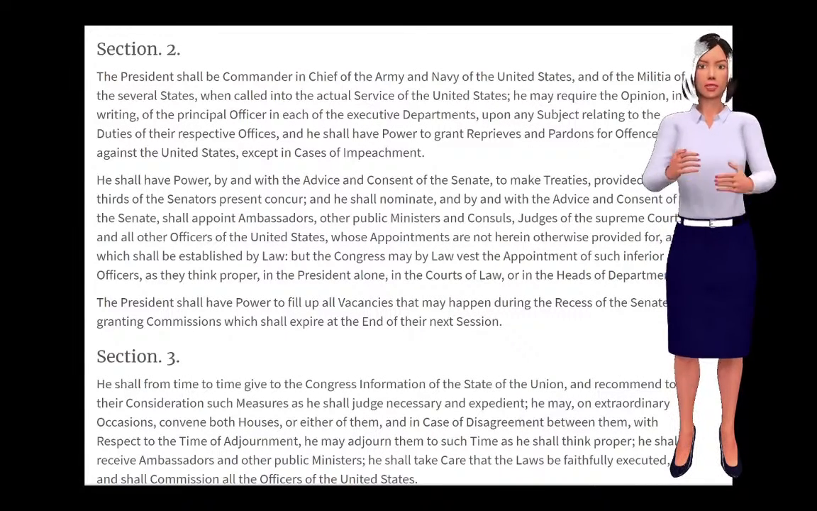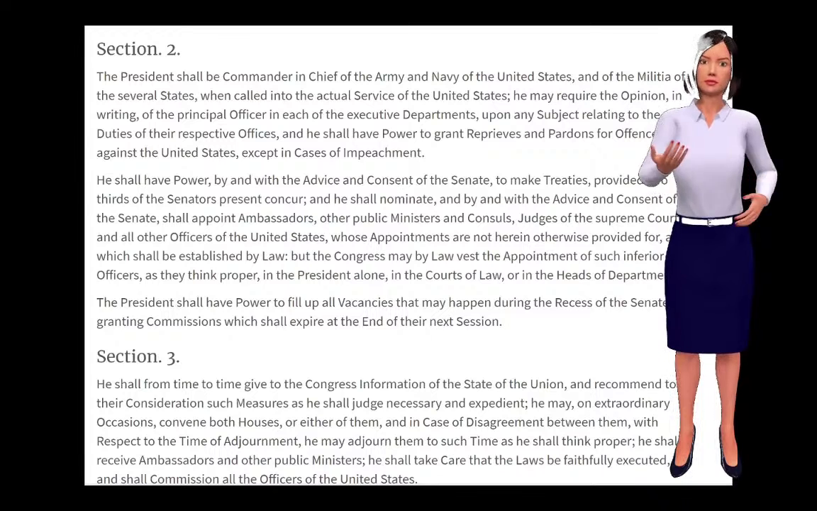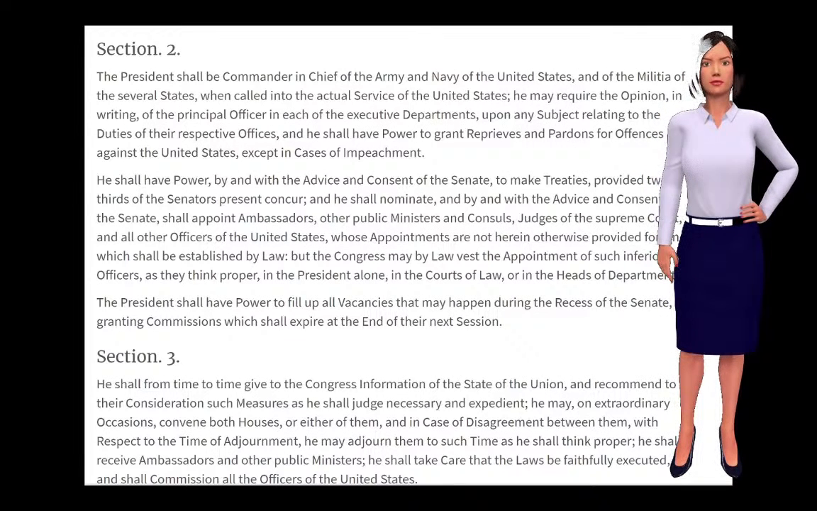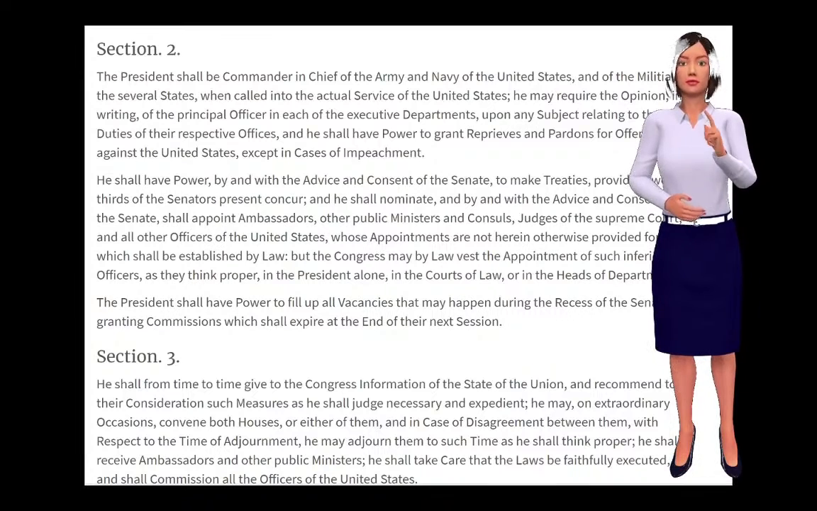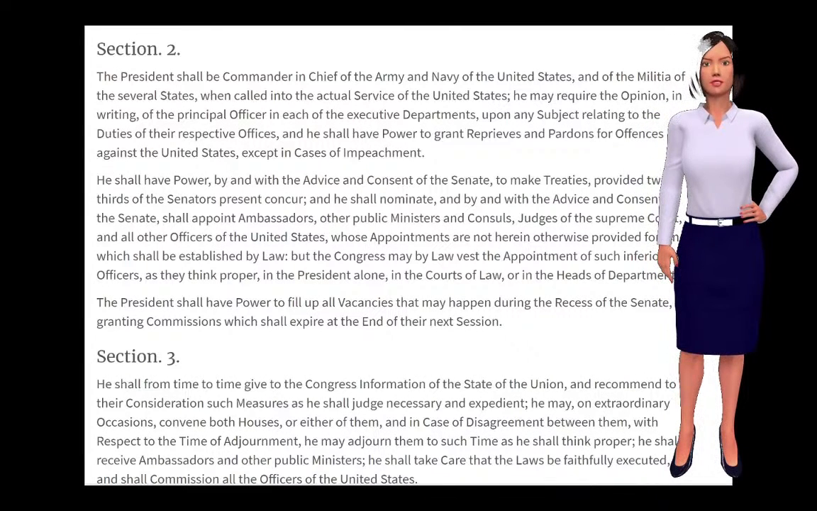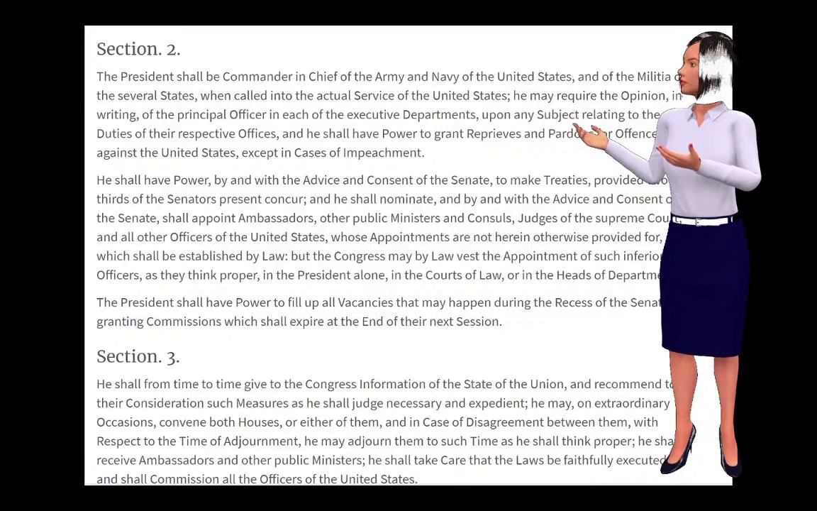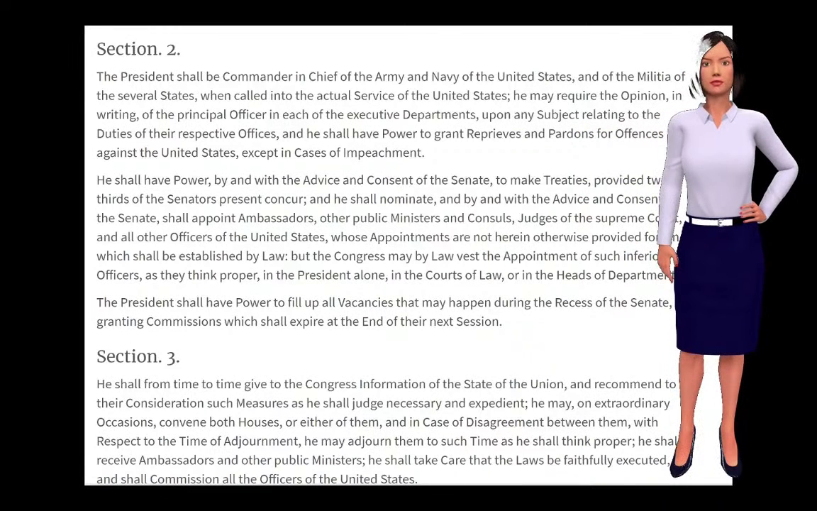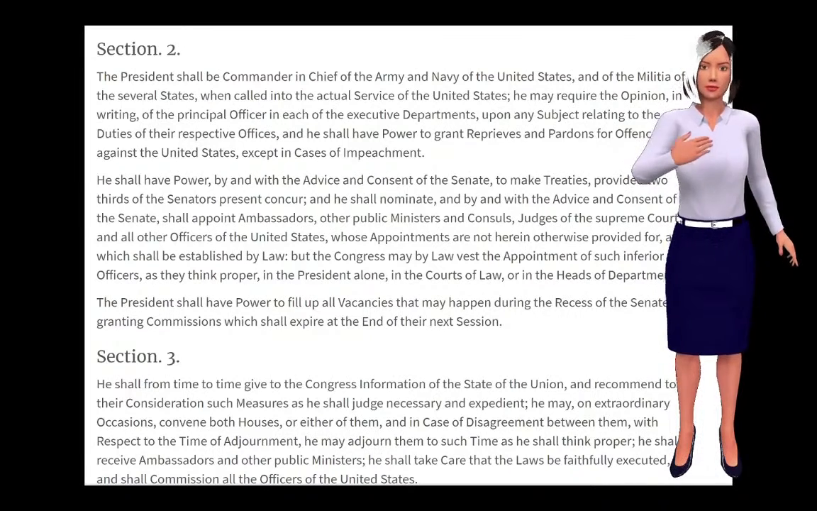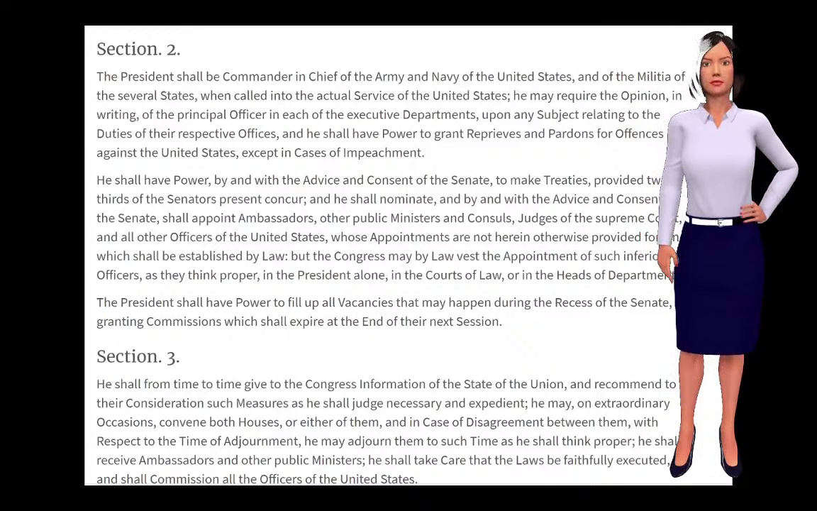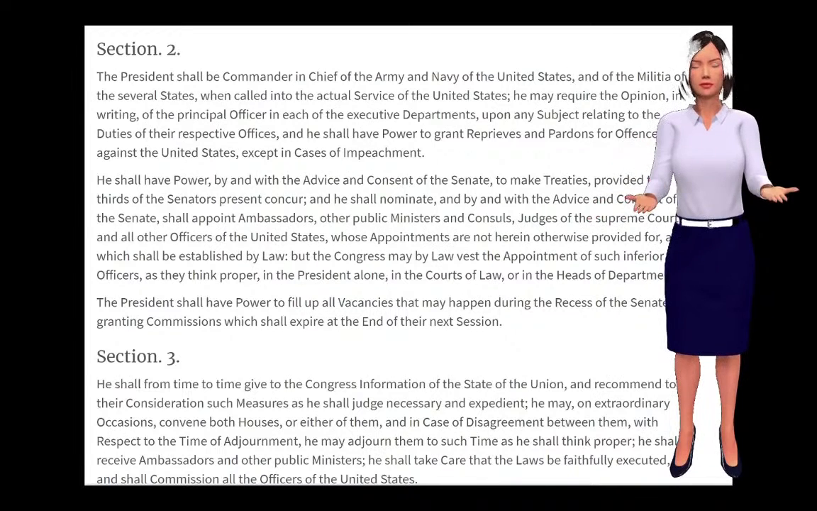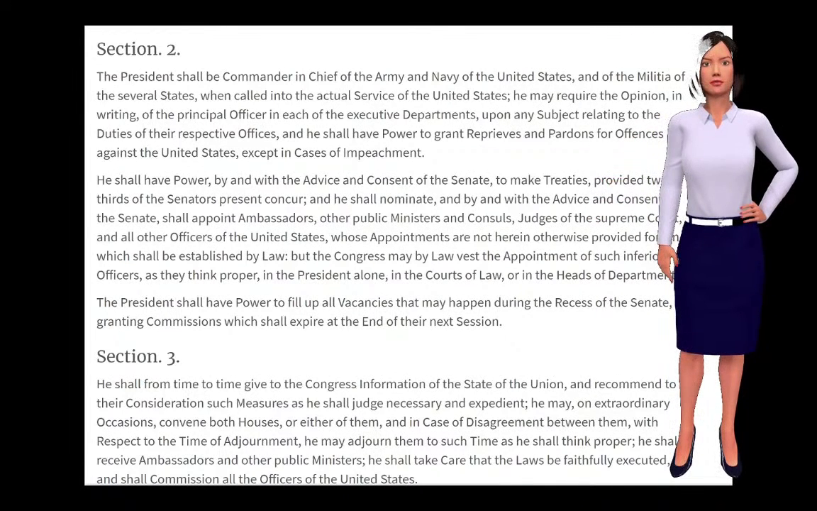The second clause gives the President power to make treaties, nominate and appoint ambassadors, consuls, judges and all other officers. However, this power is limited to the advice and consent of the Senate. The third clause gives the President the power to fill vacancies during the recess of the Senate. Section 3 focuses on the President's duty to periodically convene, or speak with, Congress on matters that pertain to the United States. This is known as the State of the Union.